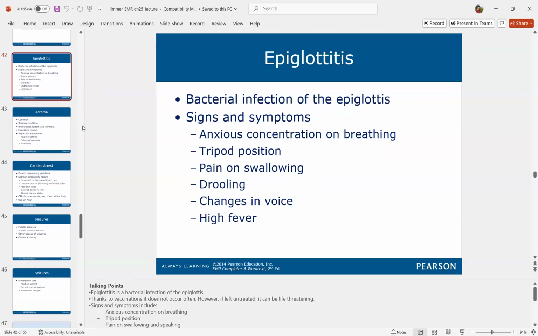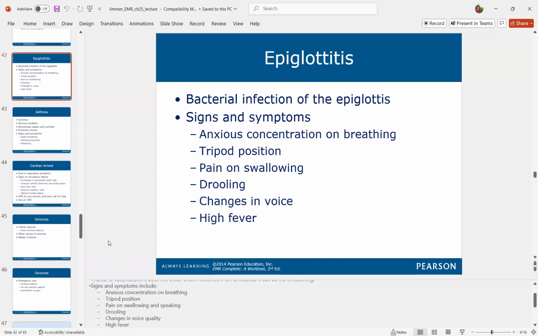Epiglottitis, this is a bacterial infection of the epiglottis. Again, that's in our windpipe, our trachea area, right? Thanks to vaccination, it doesn't occur often. If left untreated, it can be life-threatening. Some signs and symptoms: this child is going to be anxious and concentrating on their breathing. They're probably going to be sitting in that tripod position and drooling because it's painful to swallow.